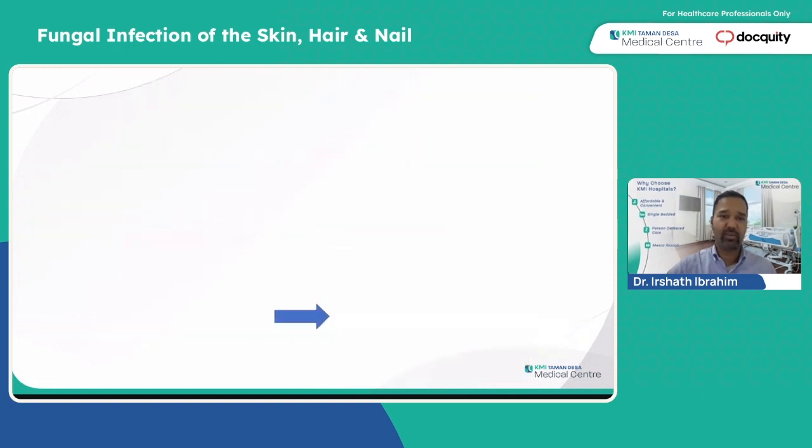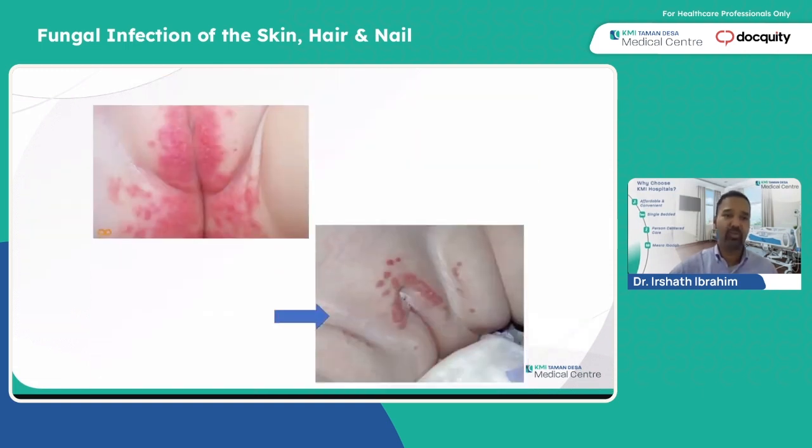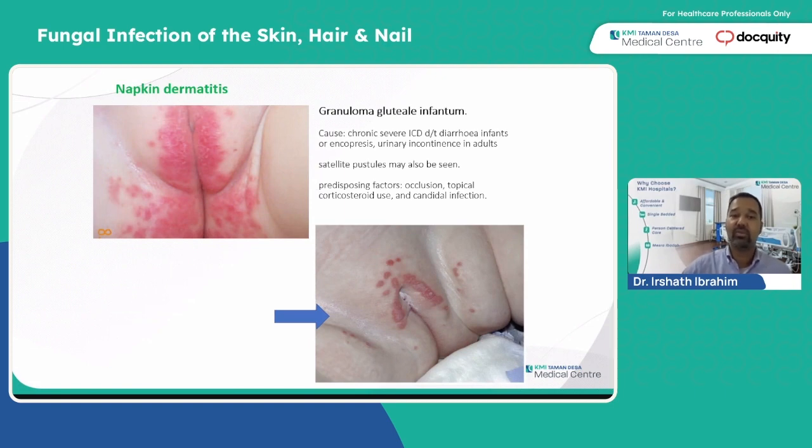Okay, so this is a typical napkin dermatitis, also due to candidiasis, which you might see in infants. But this isn't. This is a different condition called granuloma gluteale infantum. This is due to infants developing irritant contact dermatitis due to diarrhea or encopresis, fecal soiling. It can even occur in adults due to urinary incontinence. So you do get some satellite pustules, but this is not due to candidiasis. You get coalescing moist pink papules.